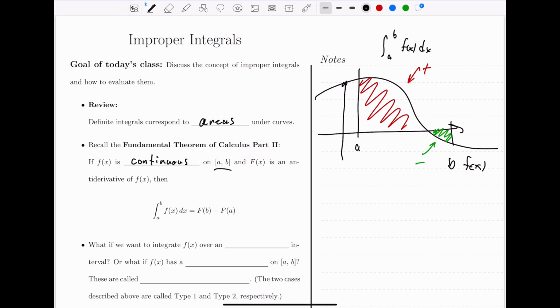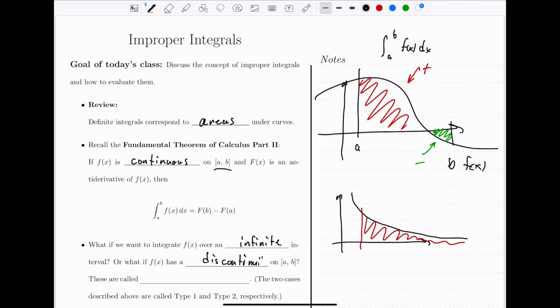So what happens if we want to integrate over an infinite interval? What if we have a function that maybe looks something like this, and we want to add up area starting at some value and going all the way off to infinity? Maybe that has a finite sum. Or what if we have a discontinuity within the interval? Well, if that happens, then automatically we have violated the conditions for the fundamental theorem. So as stated, we can't just apply this fundamental theorem of calculus. Sometimes there is a way to deal with these integrals. These are called improper integrals.